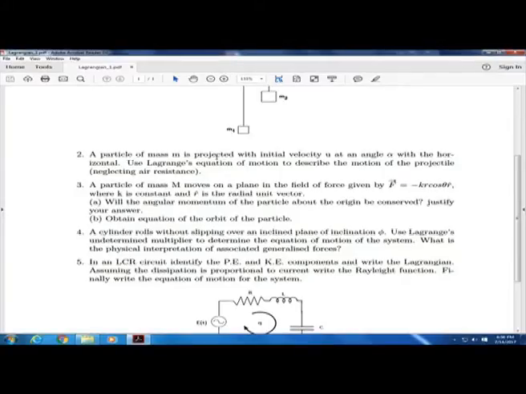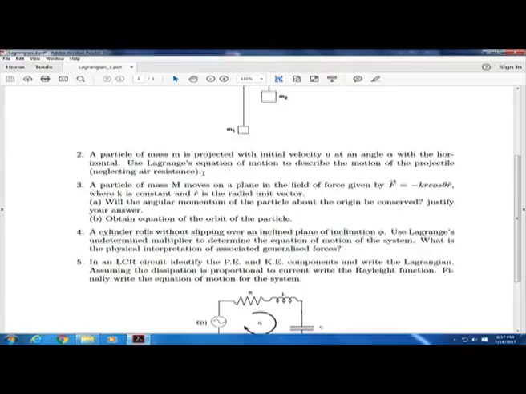A particle of mass m is projected with initial velocity u at an angle alpha with the horizontal. Use Lagrange's equation of motion to describe the motion of the projectile, neglecting air resistance. So, essentially what we need to do is simply write the Lagrangian of a system of a projectile and see if we can get to the equation of motion. So, it is very straightforward.